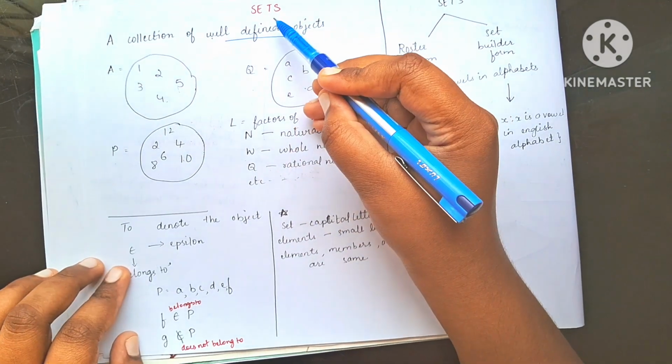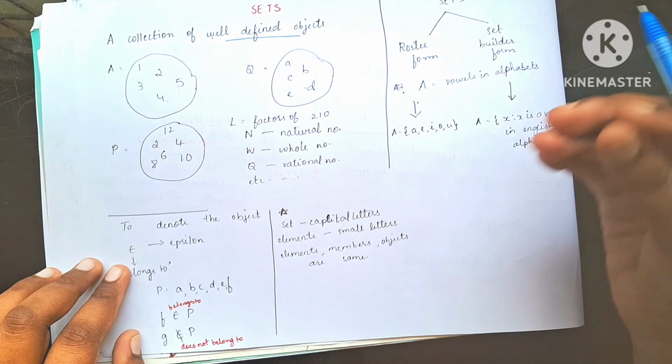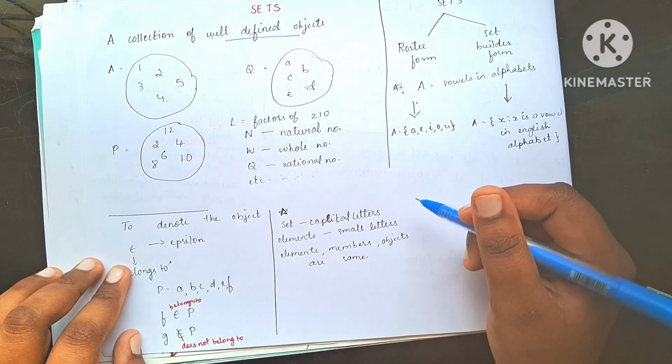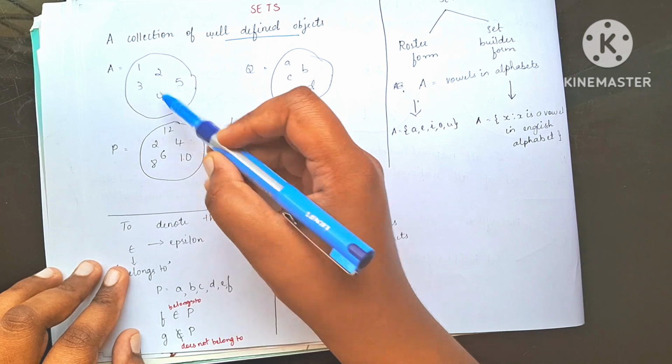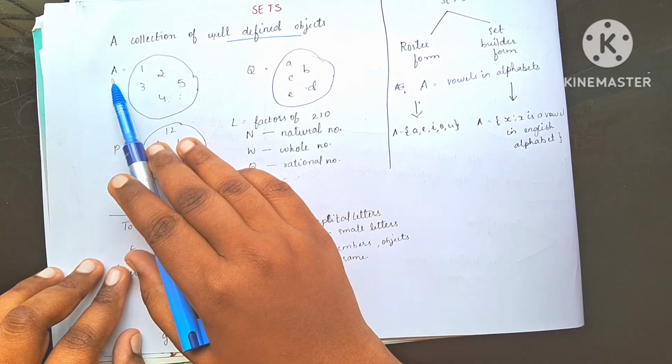Today, we'll be learning about sets. Sets is nothing but a collection of well-defined objects. It is just that you group all the objects with similar properties and then call it a set. For example, all these here have similar properties. That is, all these are numbers. So I can group it and call it as set A.